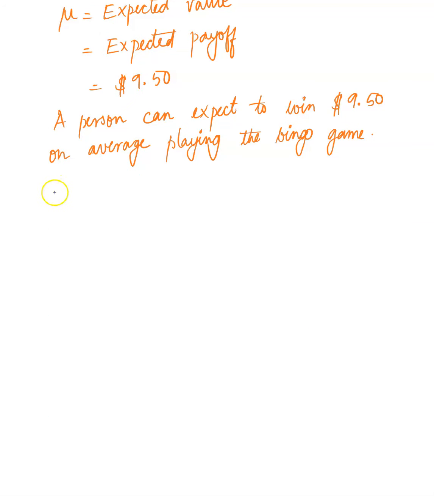Now let's talk about finding the standard deviation. We found the mean, mu, which is your expected value. Standard deviation, again, can be done manually, so we're going to use the table to do this.